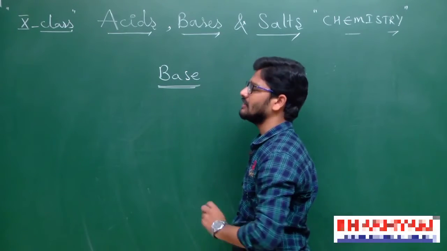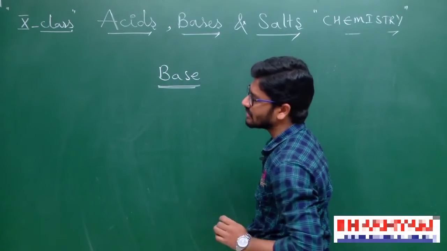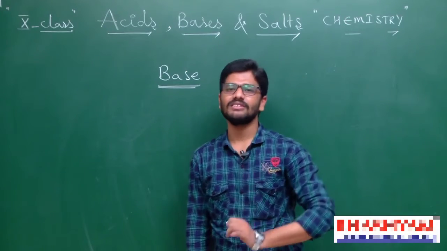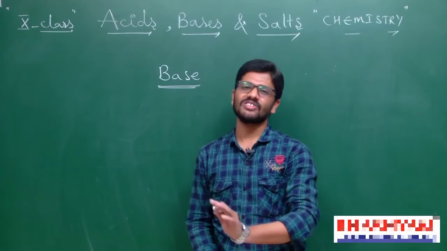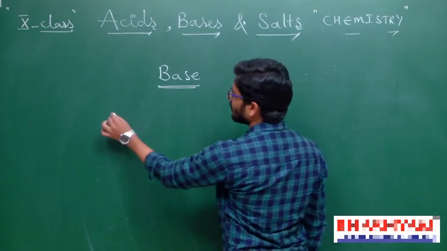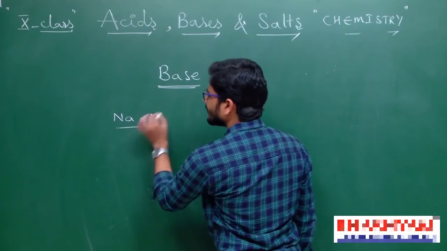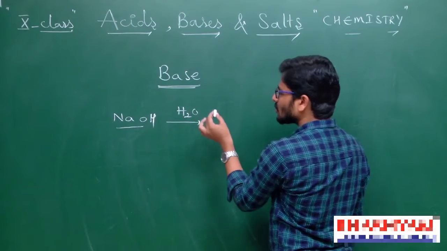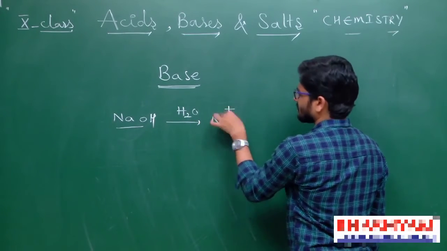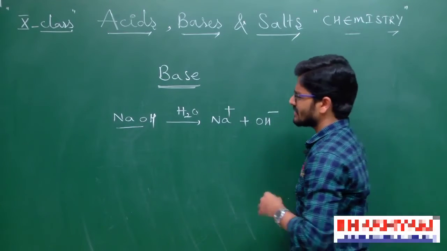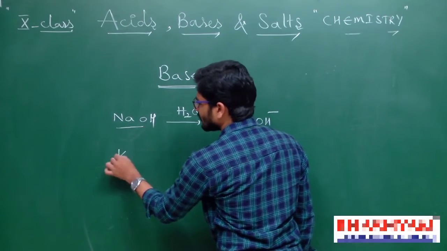According to Arrhenius, a base is a substance which can be dissolved in water to produce hydroxide ions. Now I consider one example, NaOH. This can be dissolved in water to produce Na plus and OH minus ions. Similarly, I take another example, KOH.